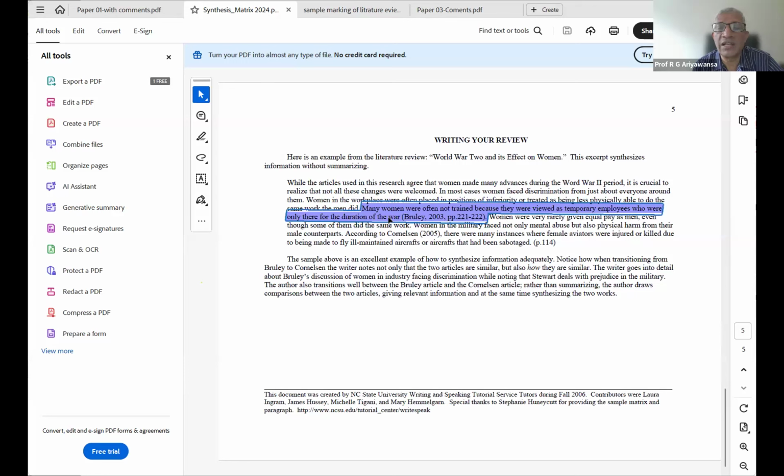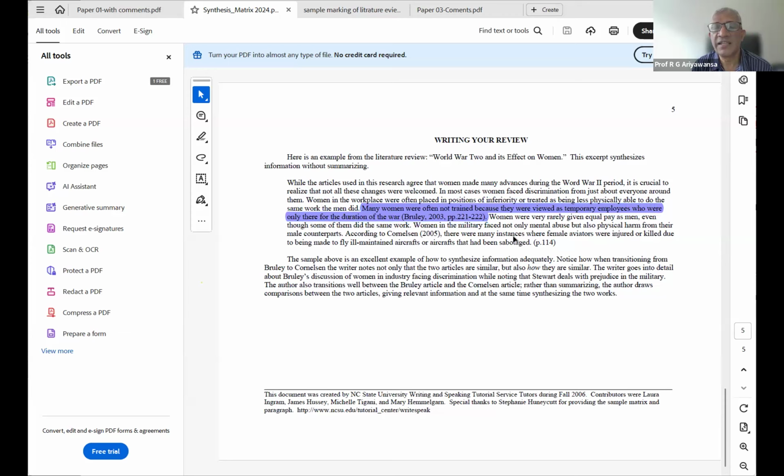Women were often not trained because they were viewed as temporary employees who were only there for the duration of the war. During the war, women were recruited as temporary employees. Therefore, they were not given training. So this idea was taken from Burley. It is mentioned on this particular page or pages, and they have quoted it as an important fact for their discussion in the middle of this paragraph, right?